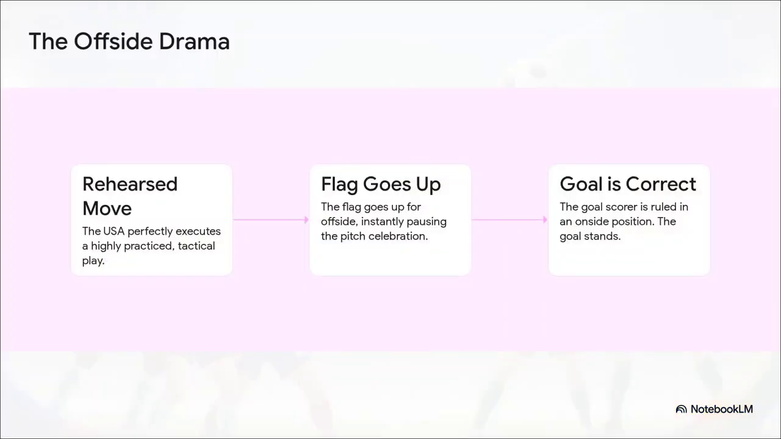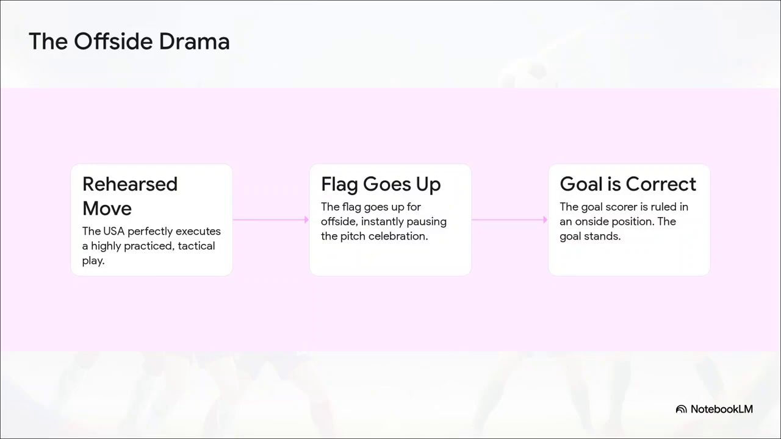Now, what's really interesting about the slide is how we can break down the emotional roller coaster of this exact moment into 3 clinical steps. Step 1, the USA executes a highly practiced tactical play. It's rehearsed, it's incredibly sharp, and it seemingly cracks the defense wide open. But then, step 2, the flag goes up for offside. The celebration just stops cold on the pitch. The broadcast notes, "The flag is up, tell you what, he might be okay." Talk about pure, breathless suspense. The entire momentum of the game is hanging on a single official's review.